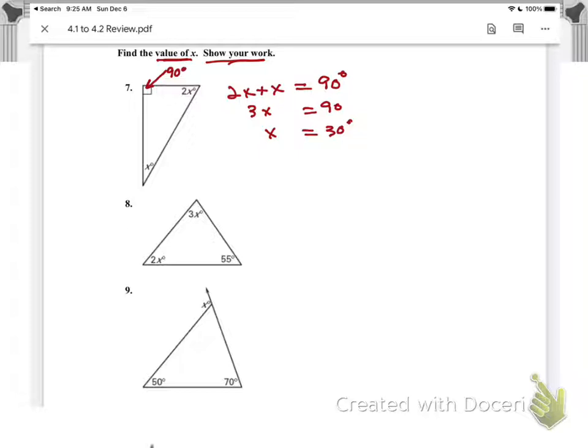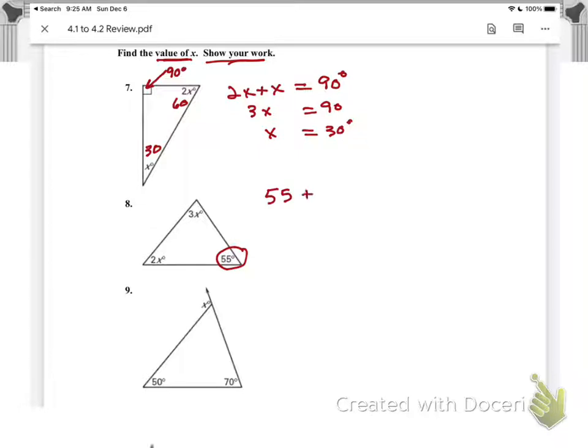So now, what I would suggest that you do, plug in this 30, 2 times 30 would be 60, just to verify that you do indeed have a triangle that sums to 180, and you do. Okay, moving on to number 8. So number 8, I have an angle here of 55 degrees. So what I know is that the 3 angles have to sum to 180.